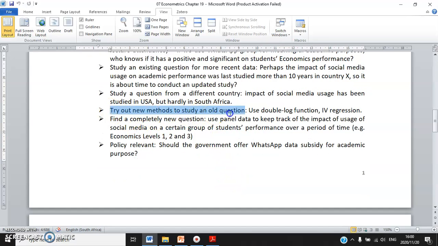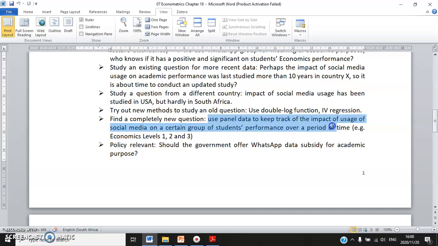Or I can try new methods to study an old question, such as using a different functional form. IV regression you should learn towards the end of Eco 730. It is called instrumental variable regression, if I remember correctly, or two-stage least squares. Or find a completely new question.